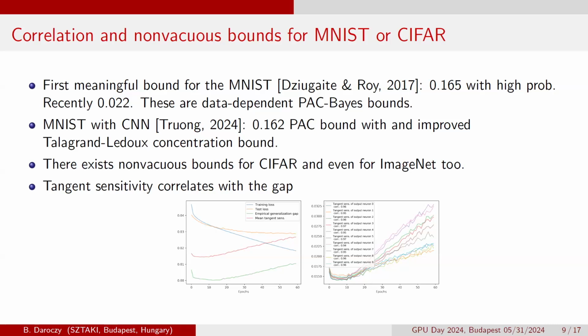But for bulk bounds, the first meaningful one is this year. So it's a new thing. And it's 0.6062, but it's not uniform. So that's why I want to show you one thing: if you look here, this is the generalization gap, and this is some version of the tangent sensitivity. And technically, you can see that they are correlating, right? It's pretty close.